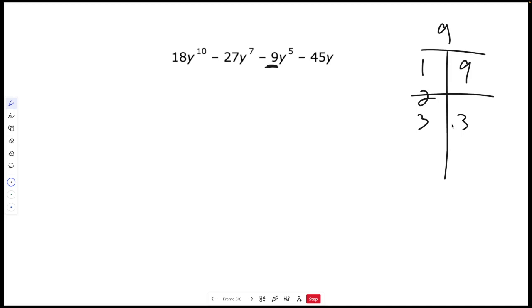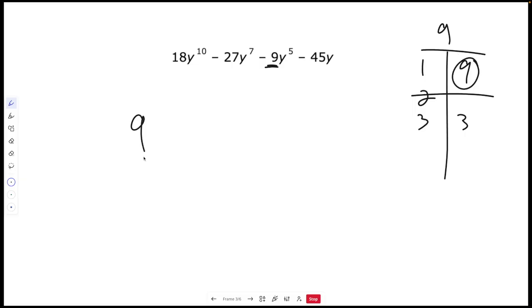And now you look at these numbers and you say which one goes into the other coefficients, the other big numbers. And you want the biggest one, right? Because yes, 1 would work, yes, 3 would work, but yes, 9 would work too. And you want the biggest of those. So the 9 is, so we know we're going to factor out a 9.